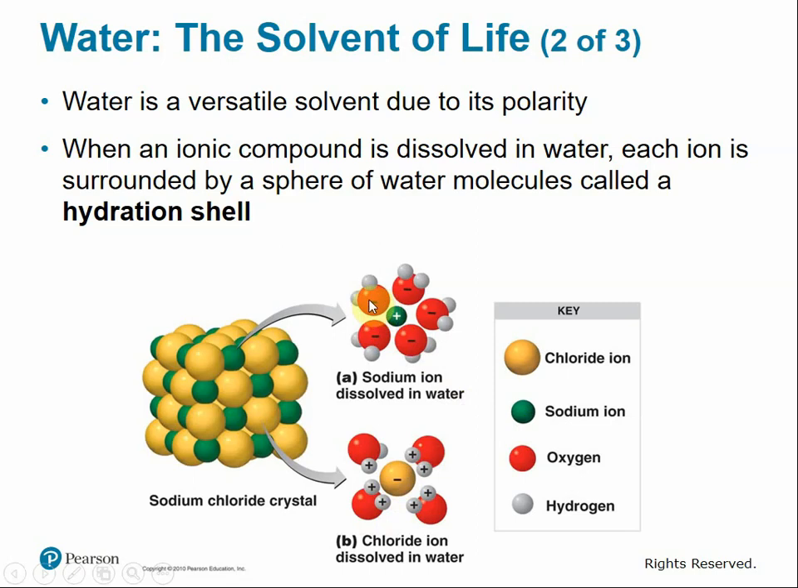So the negative end of the water molecule will surround and be attracted to the positive cation. The positive end of the water molecule will surround and be attracted to the negative anion. Right? So we end up separating and dissolving this compound, right? Separating these individual components. And thus we have dissolved the sodium chloride crystal, right?